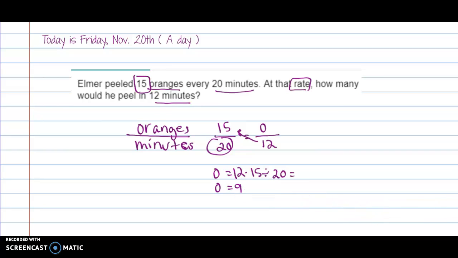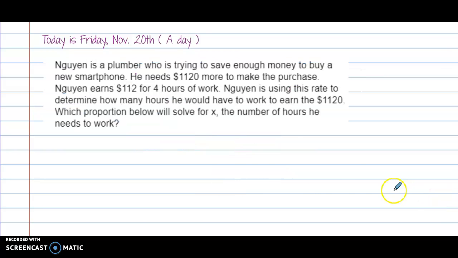Please check when you're in quiz mode and exam mode and Get More Math, where the quiz is located today, that check those little gray words in the box, because make sure if it's asking for a label, that you write one in. Nyan is a plumber who is trying to save enough money to buy a new smartphone. He needs $1,120 more to make the purchase. Here's Nyan's wage, $112 for 4 hours.